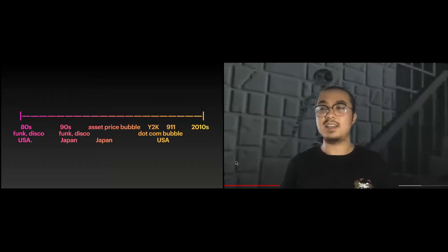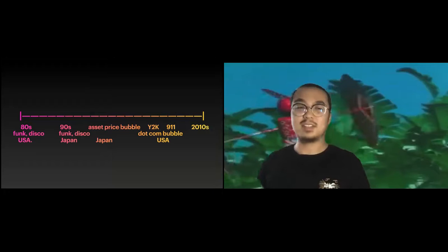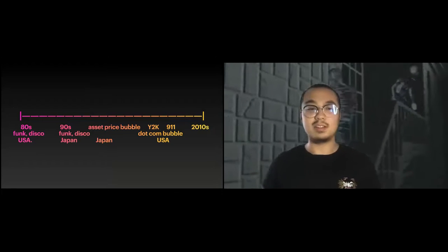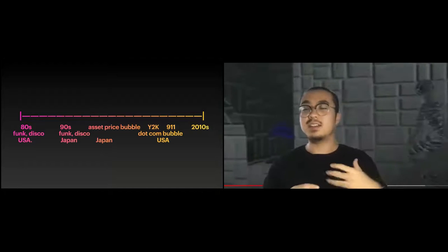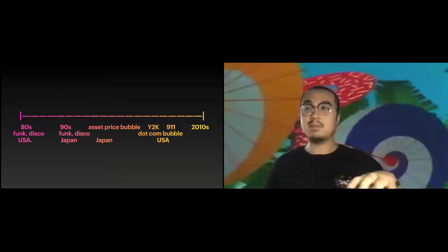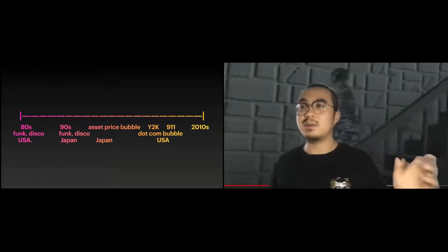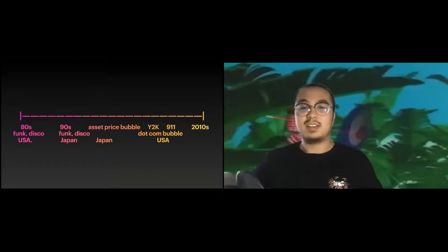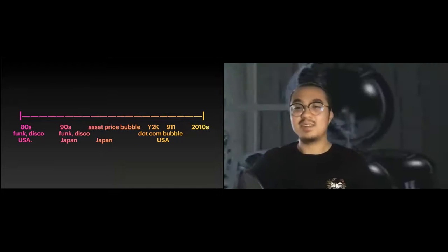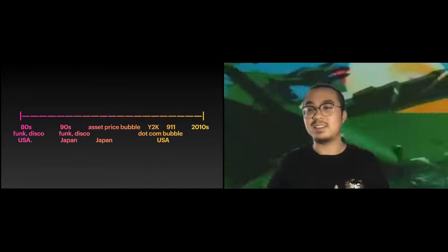After this, I can introduce this idea on this time scale. In the 80s, funk and disco were really popular in the USA. Later that music became popular in Japan. And then, bam, the asset price bubble burst. The economy collapsed, and everyone cried in Japan. And then there was Y2K. We got the dot-com bubble and 9/11, and everyone cried in the US.